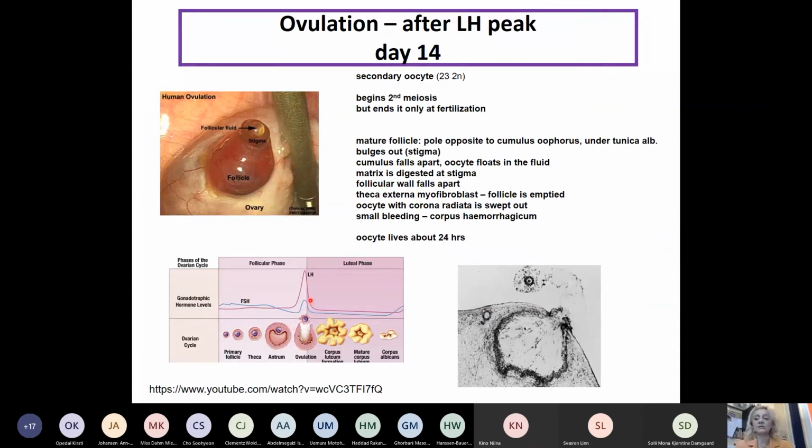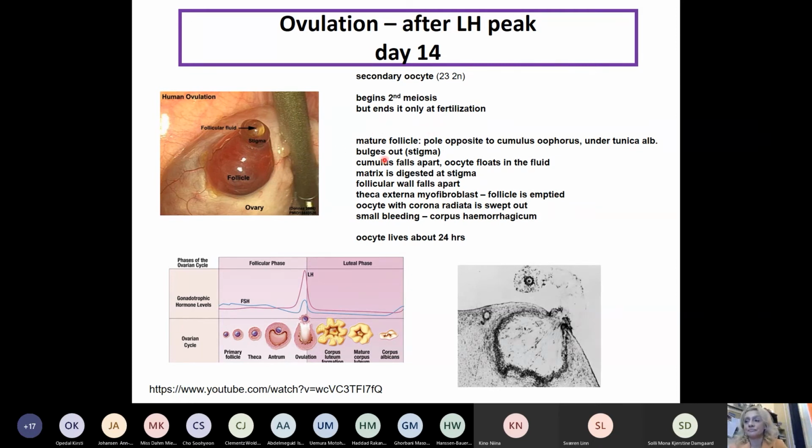Then we reach day 14, when we have the ovulation, and what ovulates is already a secondary oocyte. You remember I mentioned that the primary oocyte finishes the first meiotic division shortly before ovulation. So what ovulates is a secondary oocyte, and this immediately begins the second meiotic division, which then ends only at fertilization. So in most cases, the second meiotic division is not ended.